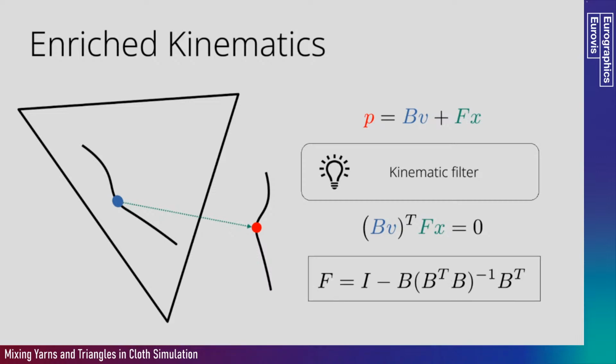From this condition, we derive the equation for the filter. The resulting filter is a projection of the yarn displacement to the null space of the base position. It is low rank and constant. It depends only on the barycentric coordinates.